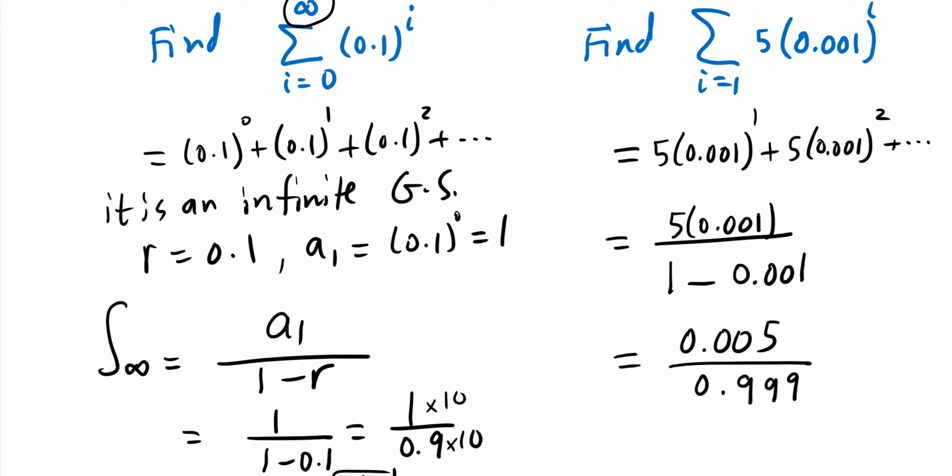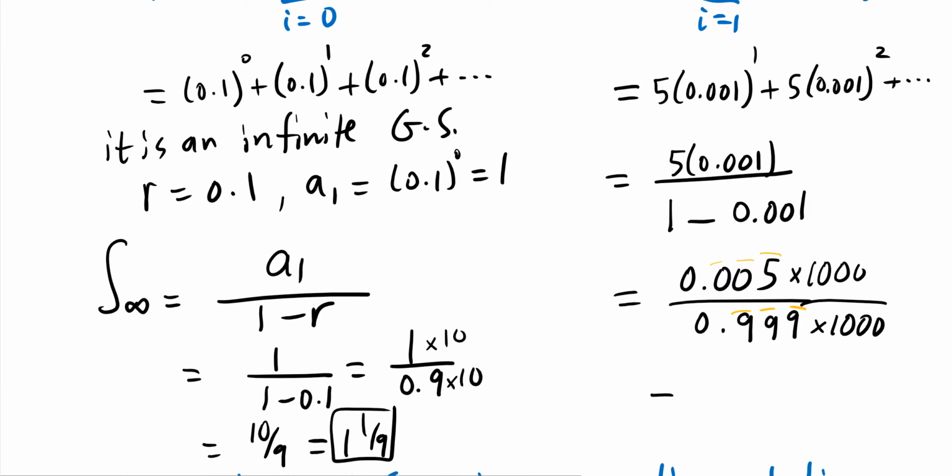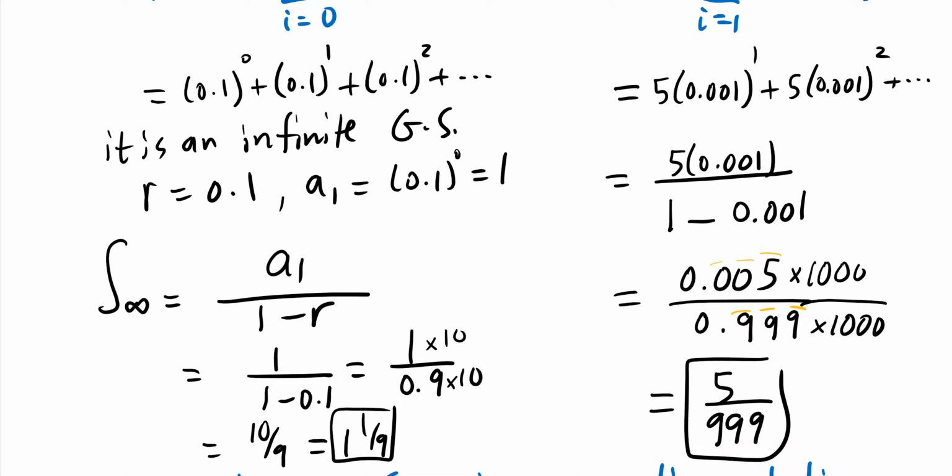So now to simplify this, you can either divide on the calculator or watch how I do it by hand. I have 1, 2, 3 digits, 1, 2, 3 digits. So I'm going to multiply top and bottom by 1,000. So times 1,000. So that gives us 5 over 999, because when you multiply, it moves the decimal points to the right side. And you can leave it like this, it's fine. Or if you write it as in decimal form, it's fine too.